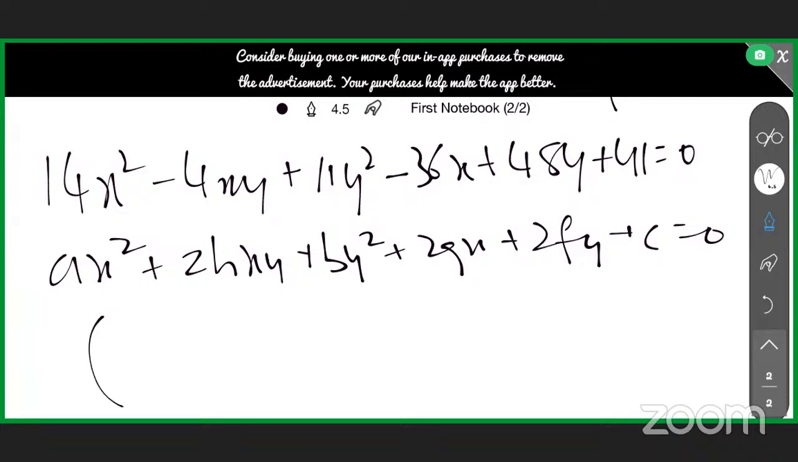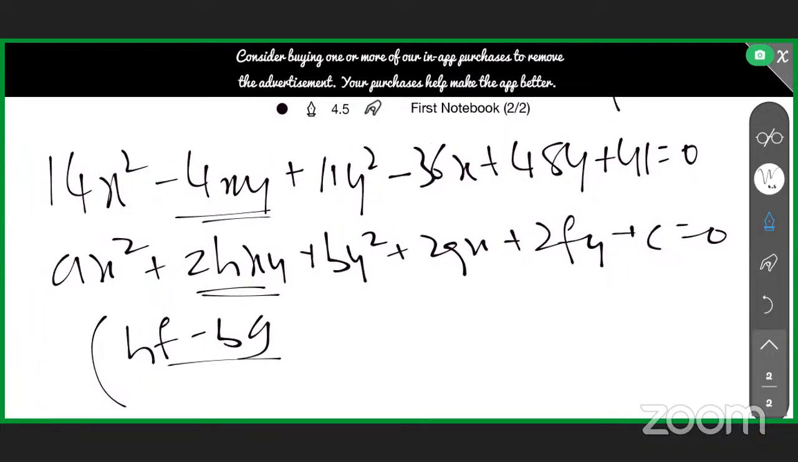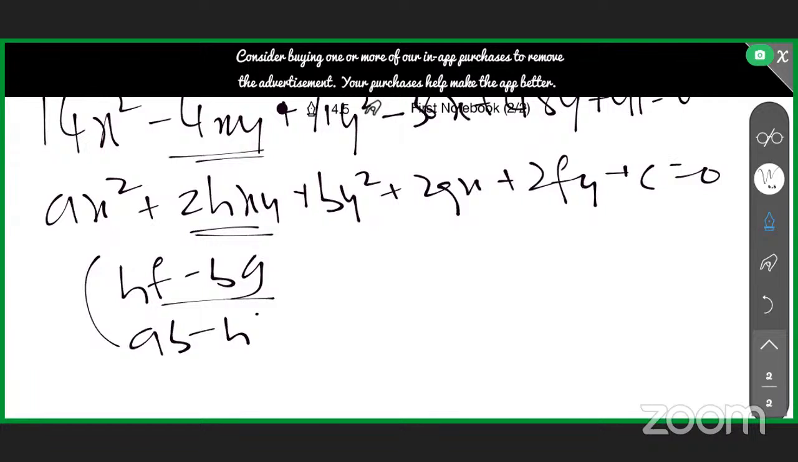No, that is wrong. There is something called 2hxy. The xy term is there. First corollary. That is, you have to shift the origin to (HF minus BG) by (AB minus h square), comma (GH minus AF) by (AB minus h square).